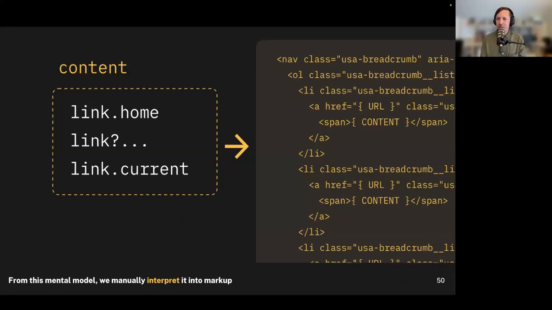Complex interpretation doesn't require a complex model. Our model doesn't have to answer the questions we address in the interpretation. It only has to sufficiently describe the content. So from this relatively simple model, we've developed a fairly complex bit of markup.